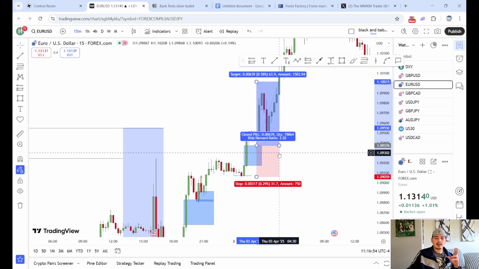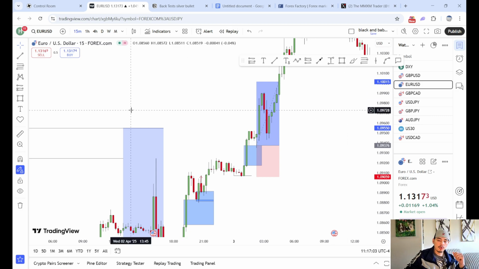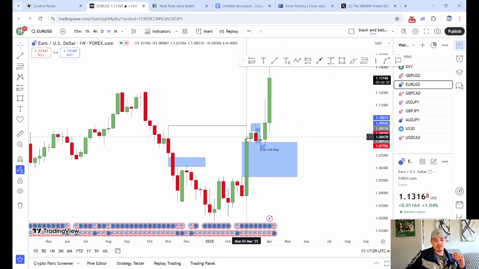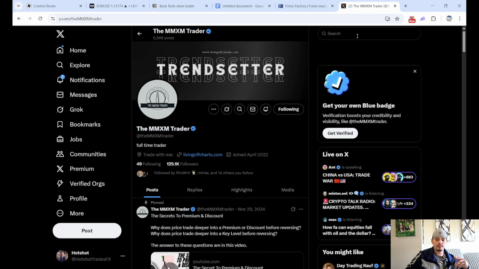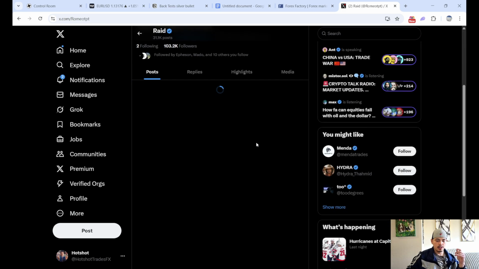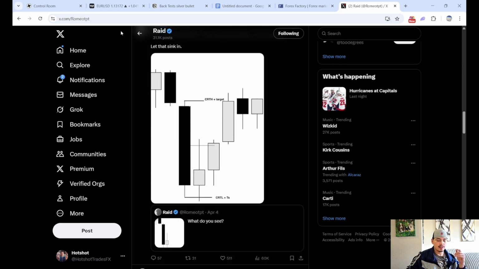Now let me give you a little brain blast real quick, where you're like, holy shit. So this is all kind of similar to this market maker model. If you're familiar with Romeo, Romeo TPT, where he teaches that CRT model, that candle range theory stuff.